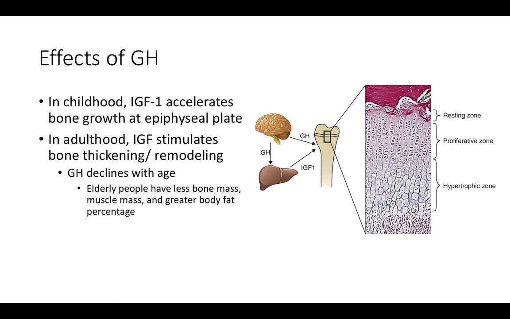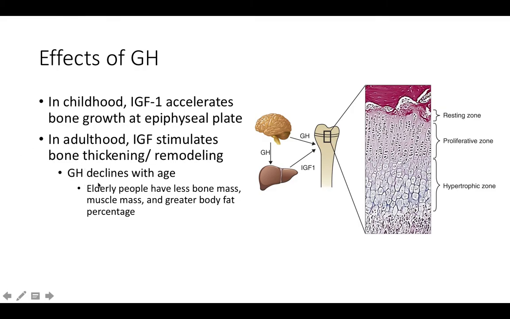So in childhood, insulin-like growth factor accelerates bone growth at what we call the epiphyseal plate. You guys should remember this from the skeletal section that we did at the beginning of last semester, that your epiphyseal plate is the site of bone growth. So that's this plate sort of between the head and the neck of the bone, and that's where you get growth. And then in adulthood, insulin-like growth factor stimulates your bones to thicken and remodel.